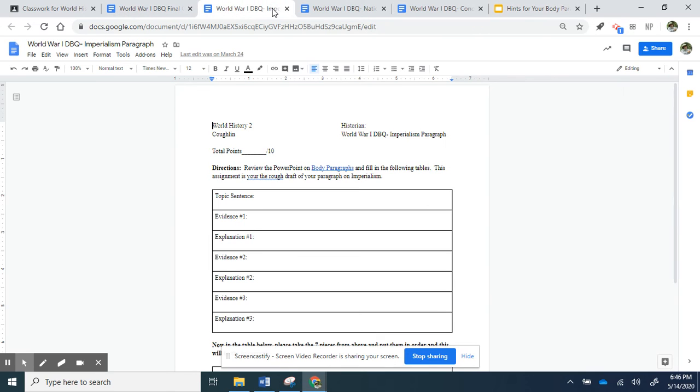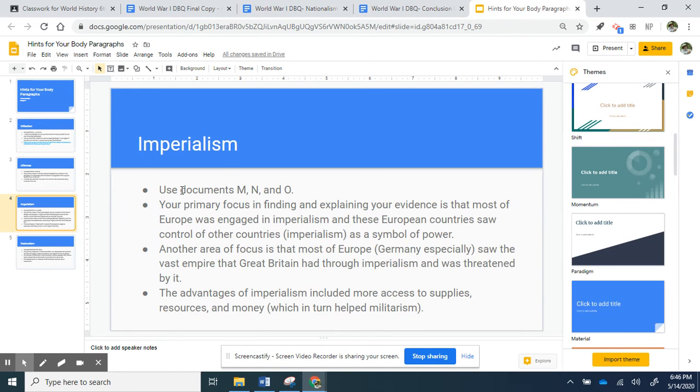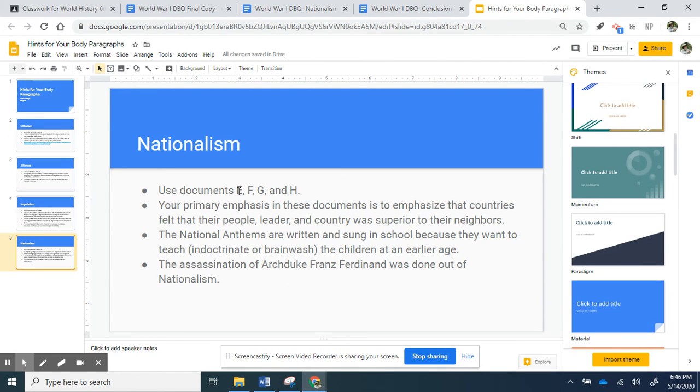All right, so now we've done the militarism part. We're back to nationalism. All right, we're closing this out. For the nationalism paragraph, you're going to use documents E, F, G, and H. So your primary emphasis in these documents is to emphasize that countries felt that their people, leader, and country were superior to their neighbors. You'll see a couple of national anthems. These are written and sung in school for children because they want to teach, or in words we've used in our study of World War I, indoctrinate or brainwash the children at an early age. Why is this dangerous? This is a little different from patriotism.